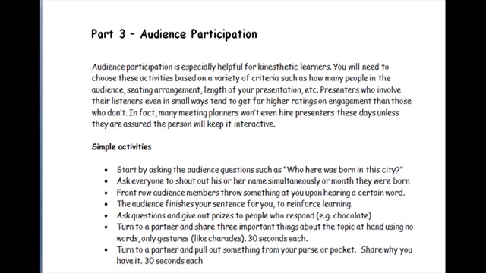You can just ask the audience questions. Who here was born in this city? Now be careful of overusing that because a lot of presenters do that. Raise your hand if, and a lot of people who attend a lot of presentations are tired of it. So see if you can do something else, like ask everyone to shout out their name simultaneously or the month they were born. You can do fun things like having the front row audience members throw something at you every time they hear a certain word.